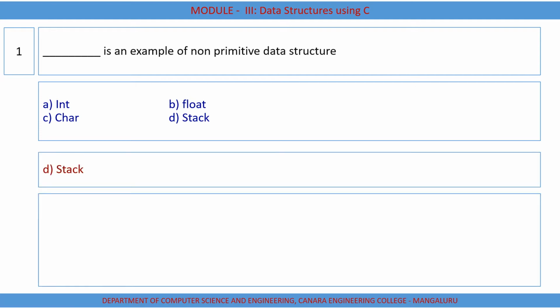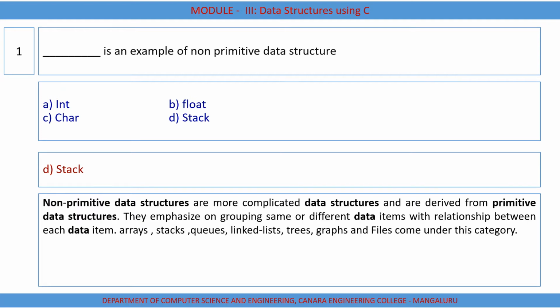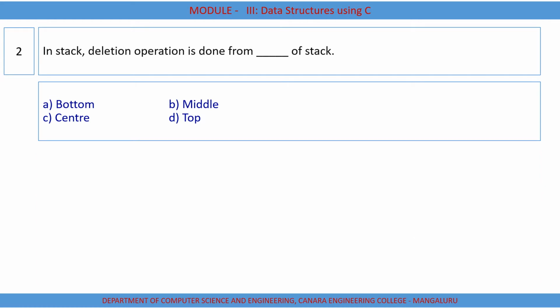This question's answer is stack because int, character, float all are primitive data structures. Stack is a non-primitive data structure. We have given an explanation why stack is a non-primitive data structure. The next question is, in stack, deletion operation is done from dash of the stack. The elements of the stack are deleted and inserted from only one end, that is the top of the stack. The answer for this question is top.